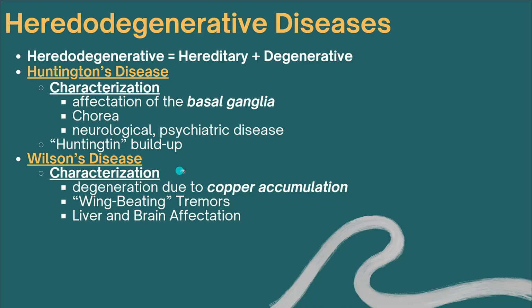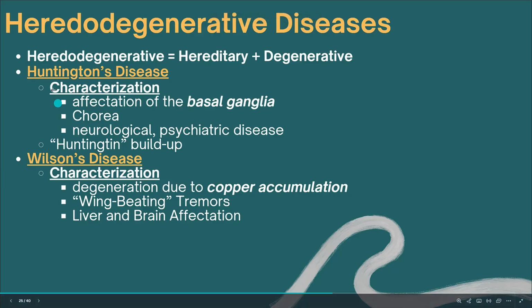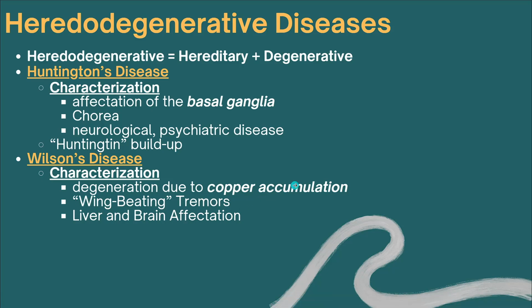Next, we have Wilson's disease. This is an affectation of your internal organs, a degeneration from copper accumulation. There could be too much copper, and the liver is unable to excrete it outside of your body or reduce it to non-toxic substances. Compared to Huntington's, it's mostly characterized by wing-beating tremors. As the name suggests, wing beating, wings. The patient usually has sustained abduction of the arms and flexion of the elbows. It kind of forms a wing.